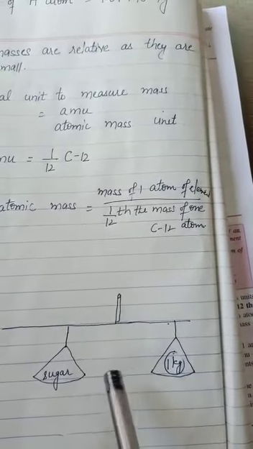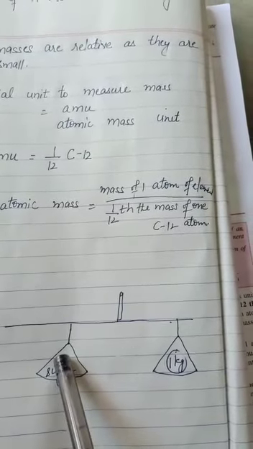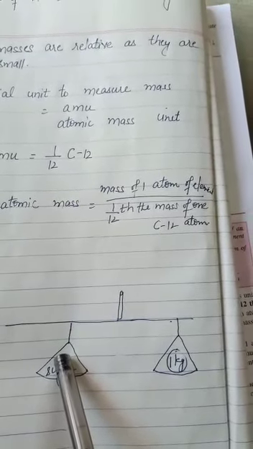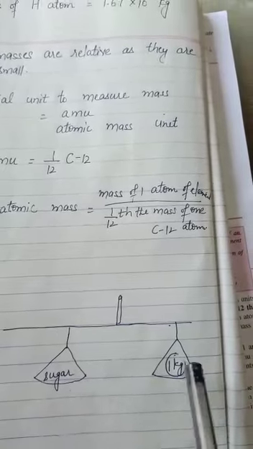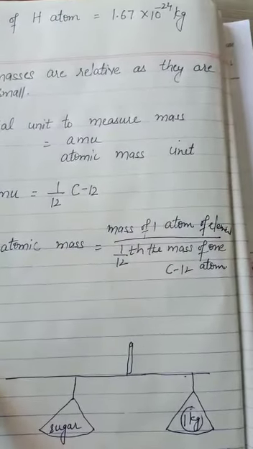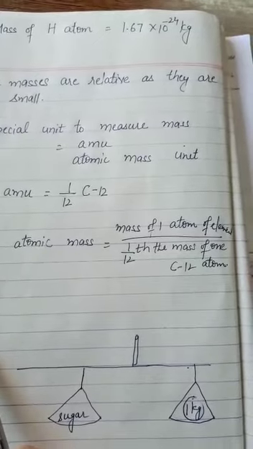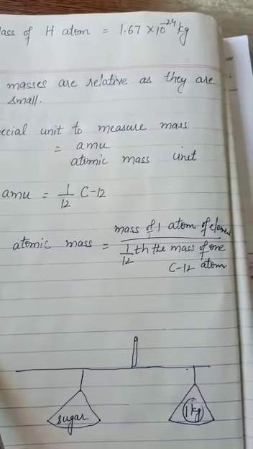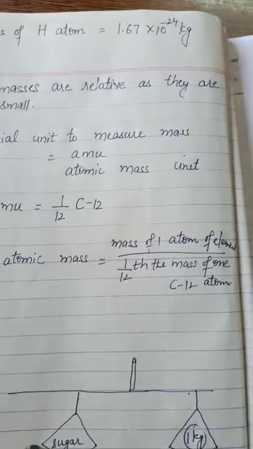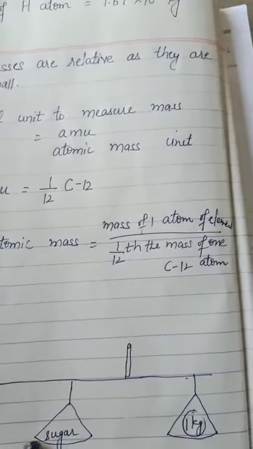So when you have one fixed reference and use that for comparing to others, that was done by the scientists, and it is called relative atomic mass. For relative atomic mass, they took the mass of a hydrogen atom as 1 AMU. Why did they choose hydrogen? Because hydrogen is the lightest element.